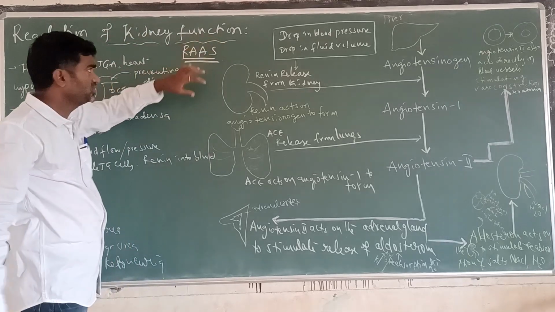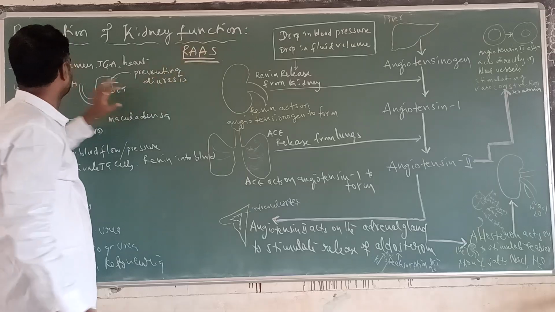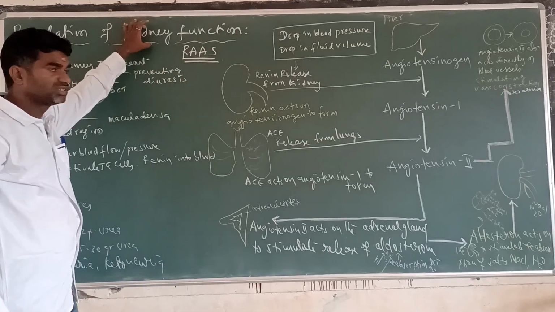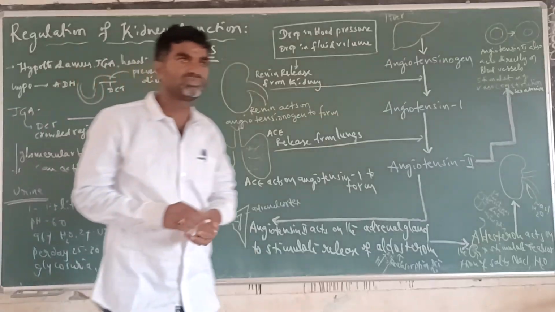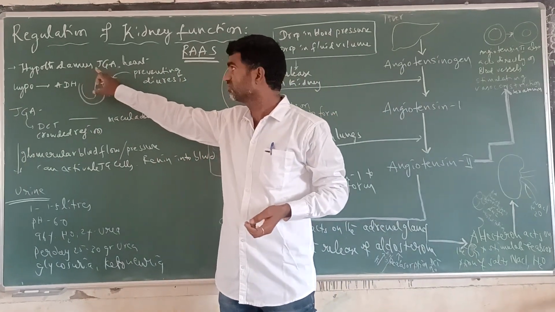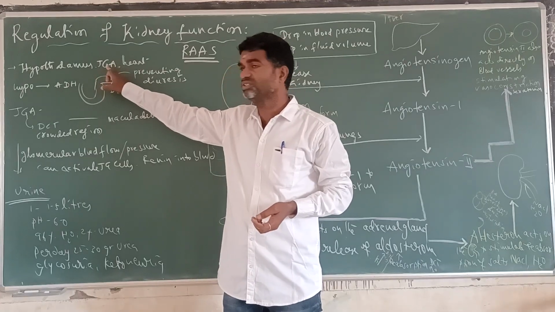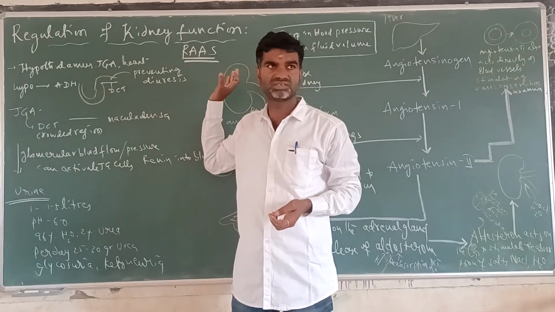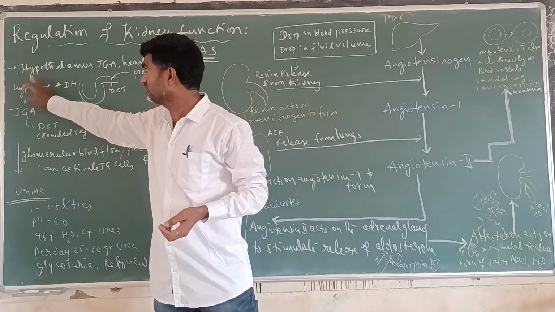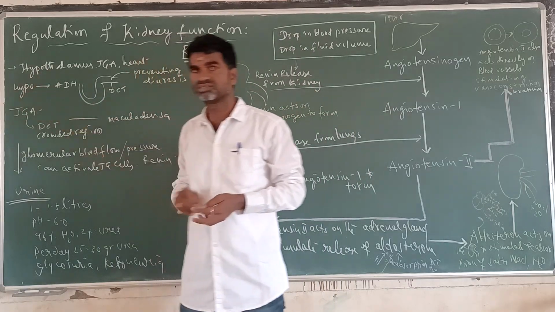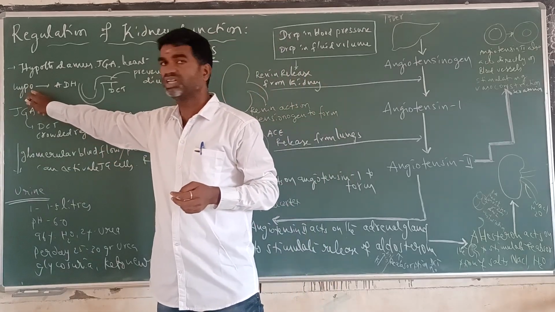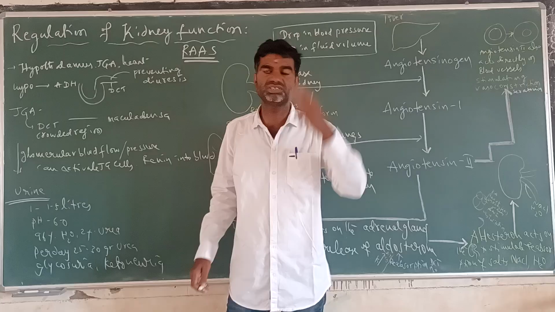RAAS means renin, angiotensin, aldosterone system. Now, the kidney function is monitored here, depending upon the hypothalamus and JGA cells. JGA means juxtaglomerular apparatus. And the heart. For example, if you see the hypothalamus, the hypothalamus is present in the brain.